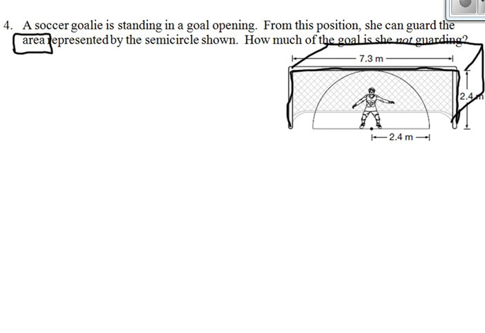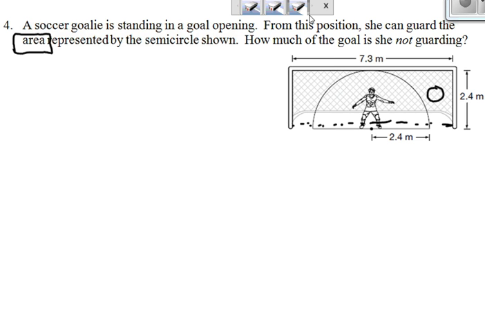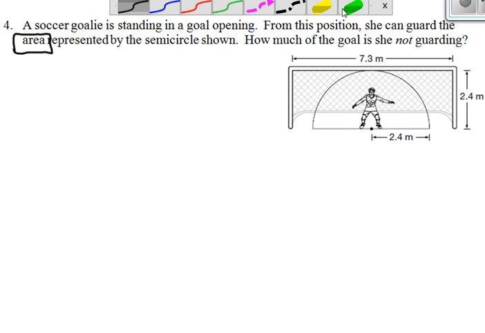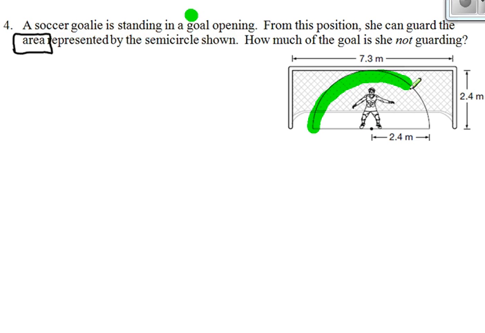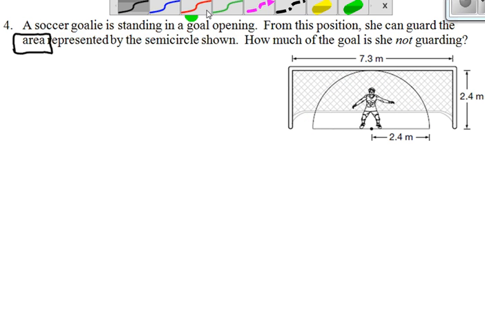And of course, if you know the game of soccer, it doesn't matter how deep your ball goes into the net. It only matters that your ball goes past this line right here. So it's an area question. And in particular, what it's asking for is the area that she cannot guard. Well, the semicircle is the area that she can guard.